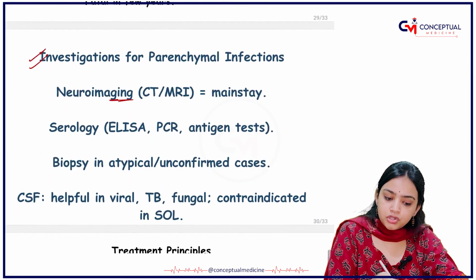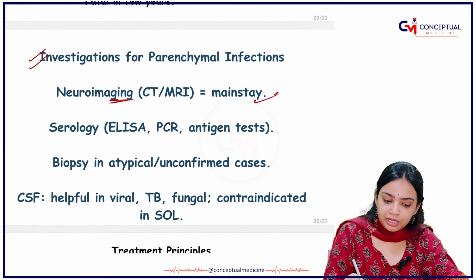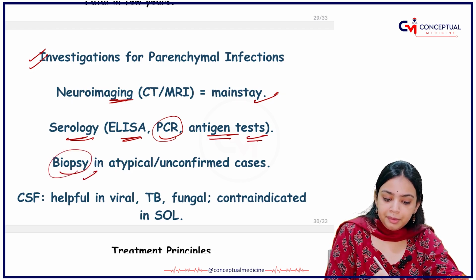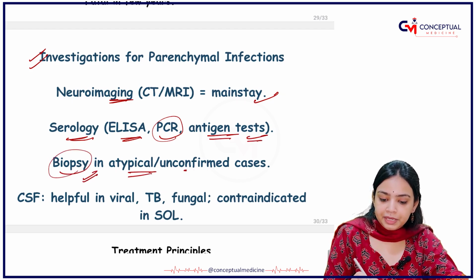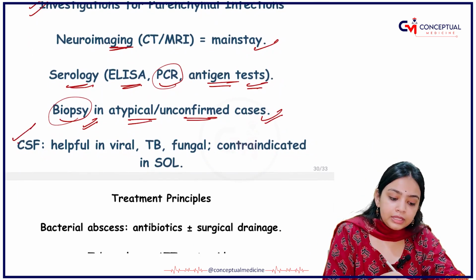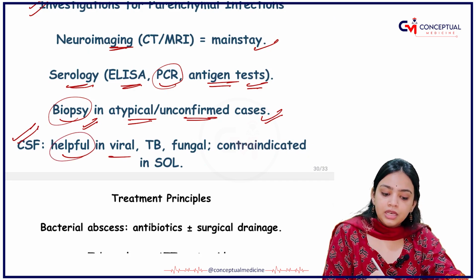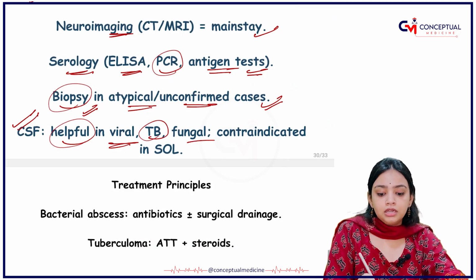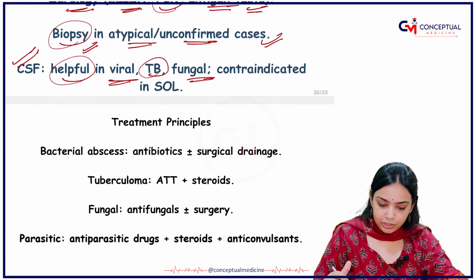Investigations that you will follow: you will do neuroimaging, that is your mainstay. Then you will do serology like ELISA, PCR and antigen tests. There will be biopsy, in cases of atypical and unconfirmed cases. How will the CSF be helpful? CSF will be helpful if the patient is a case of viral, TB or fungal infection.